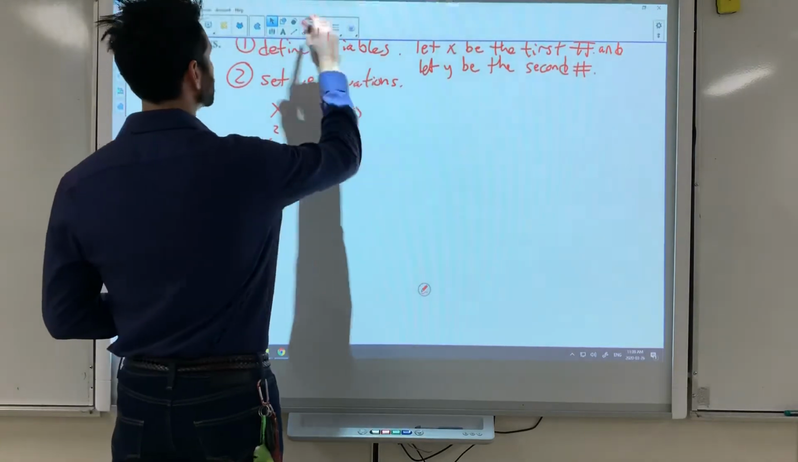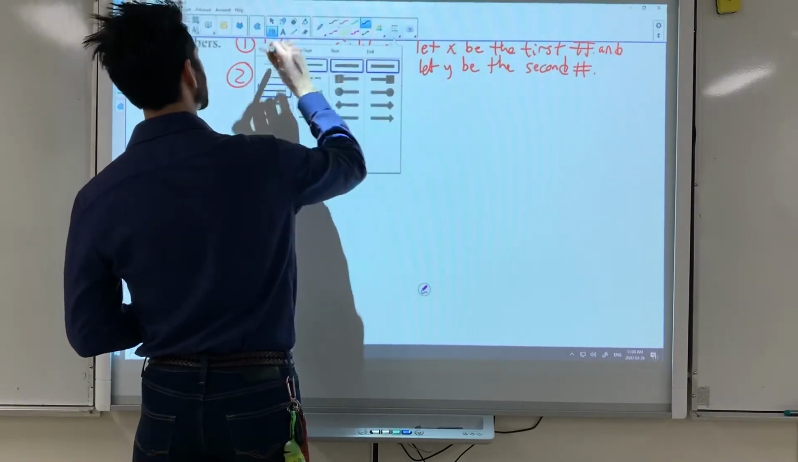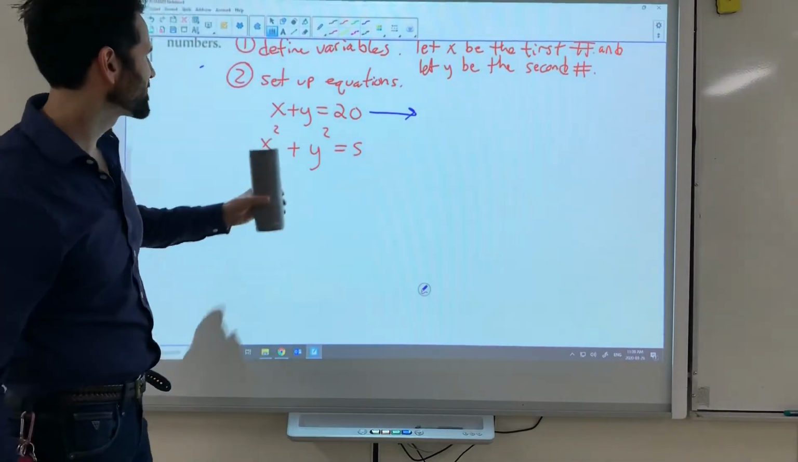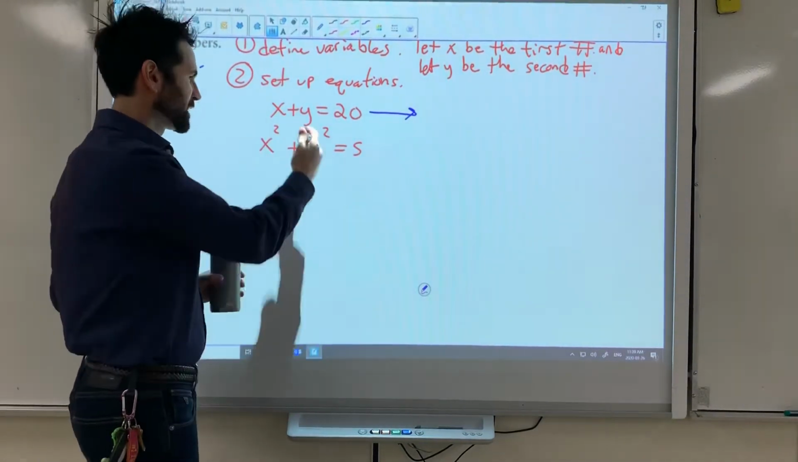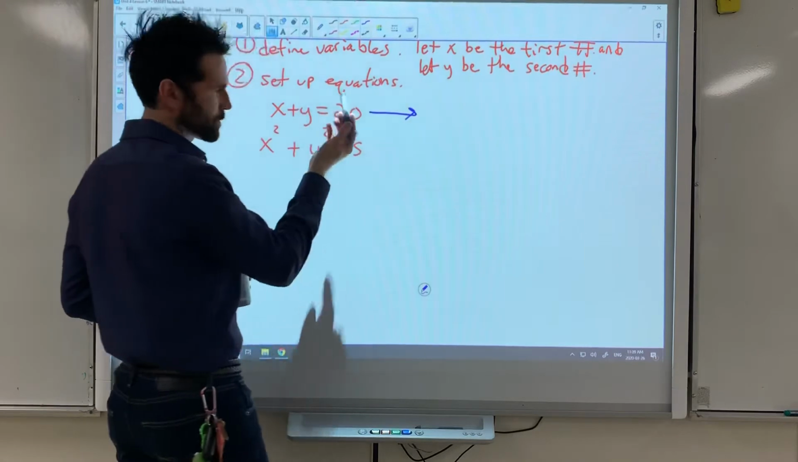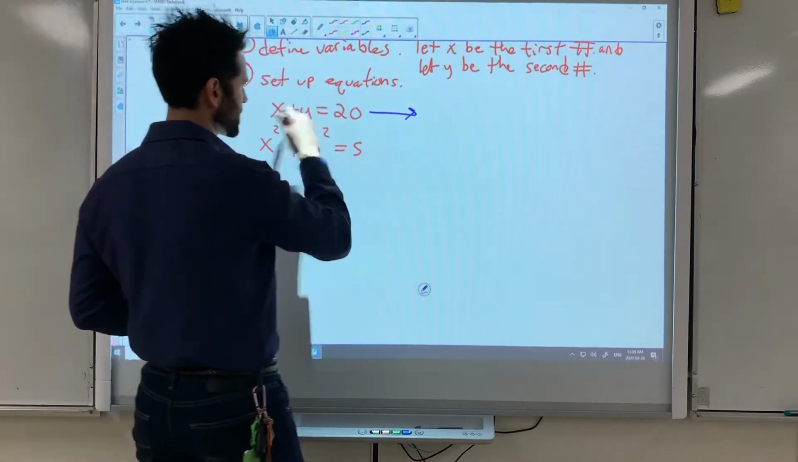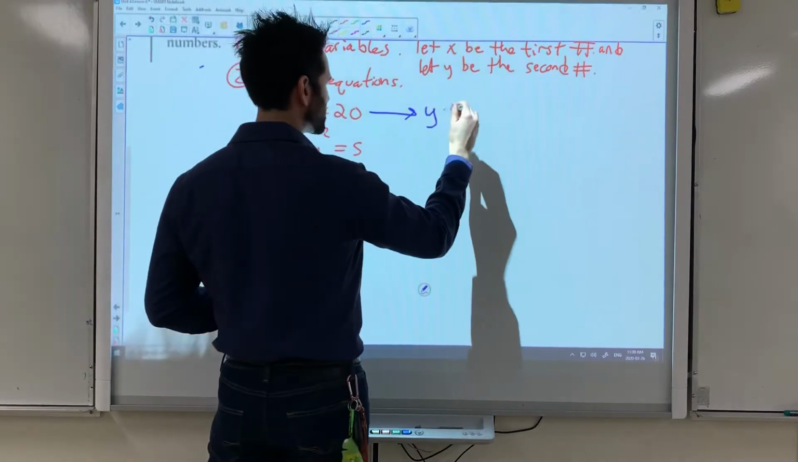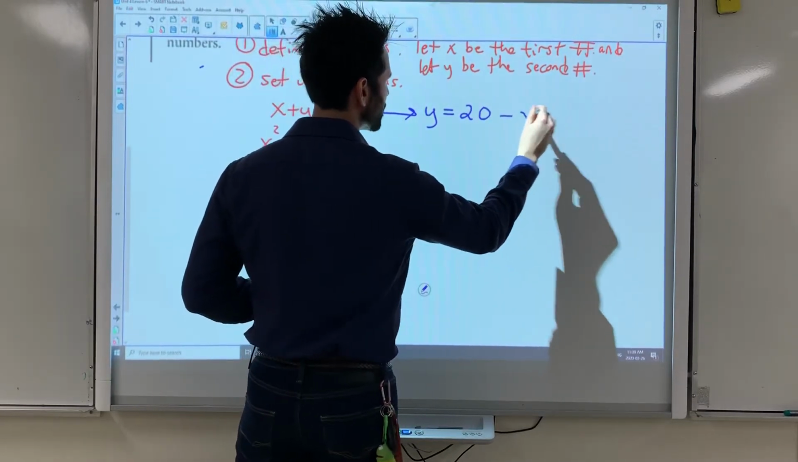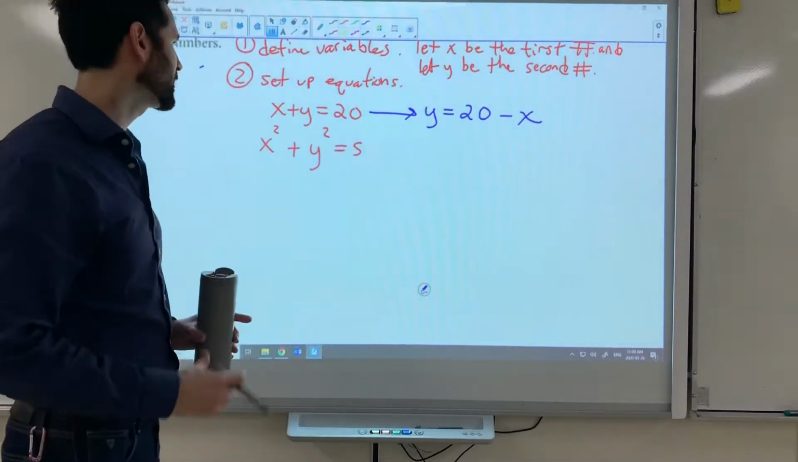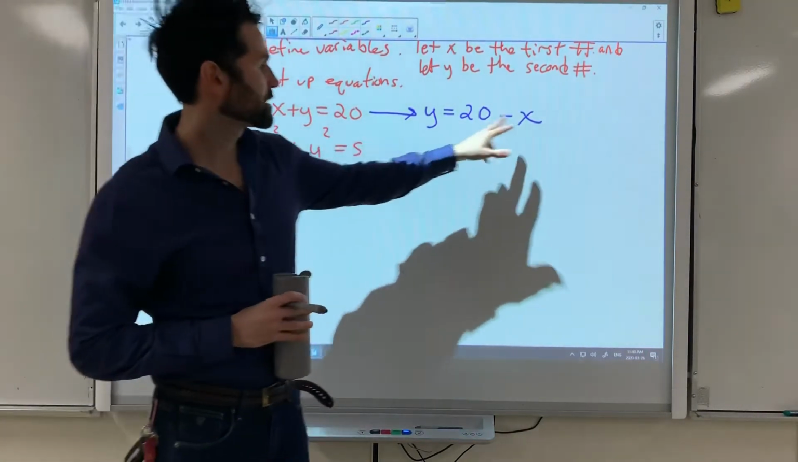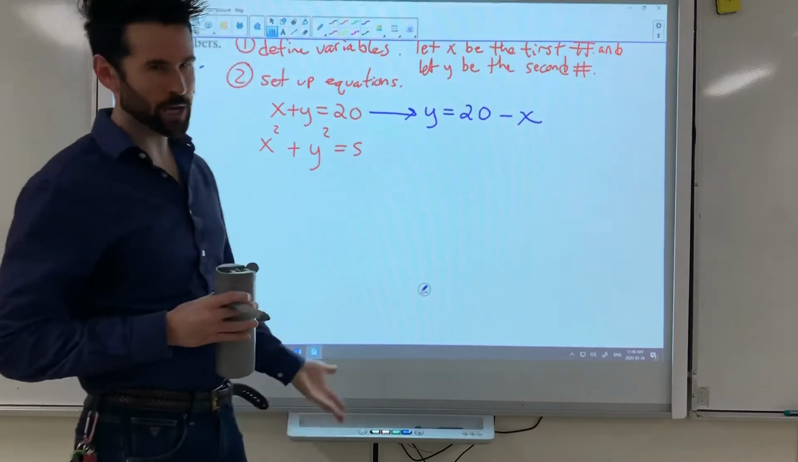So what I'm going to do, I'm going to go to my first equation because it's easy. There's no squares. I'm going to solve it for y. Whichever one you like. Solve it for y, solve it for x. If I solve it for y, subtract x from both sides, and I get that y must be 20 minus x. Does that make sense? Like, if the 2 numbers add up to 20, and say x is 6, I could figure out that y would have to be 14.